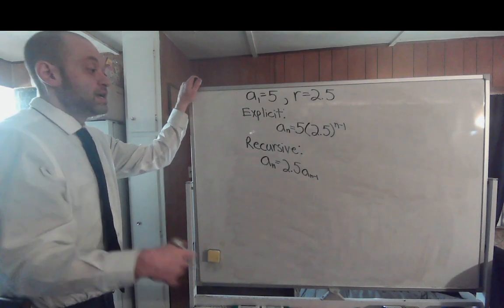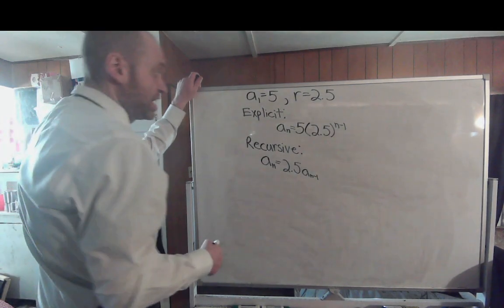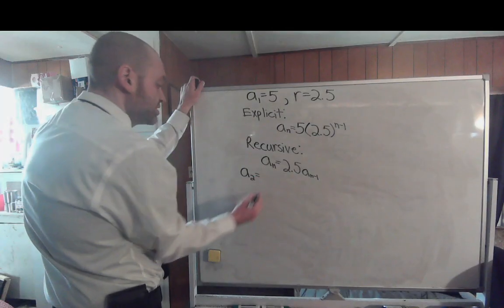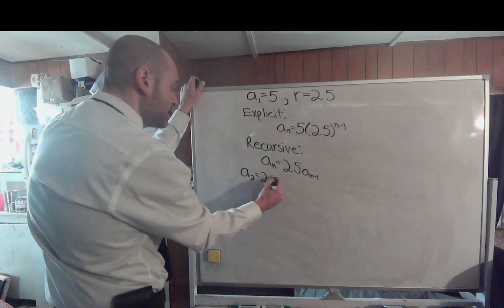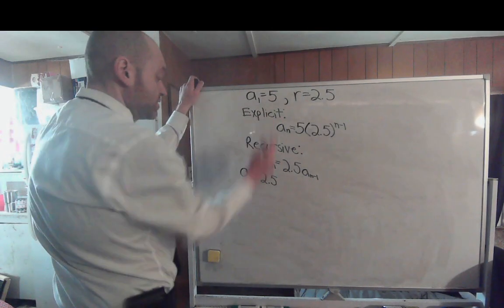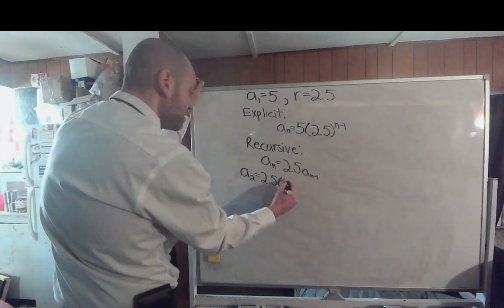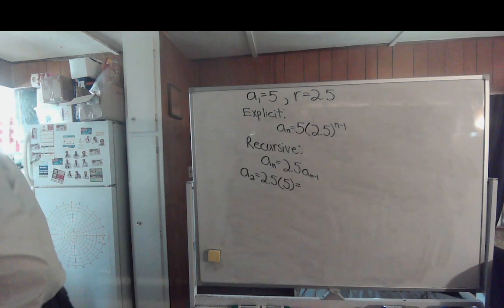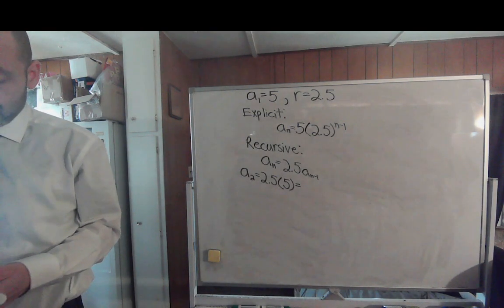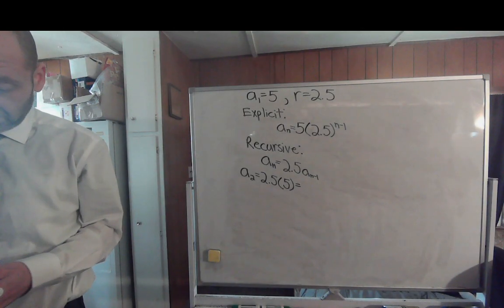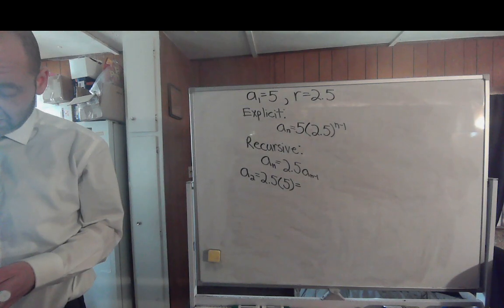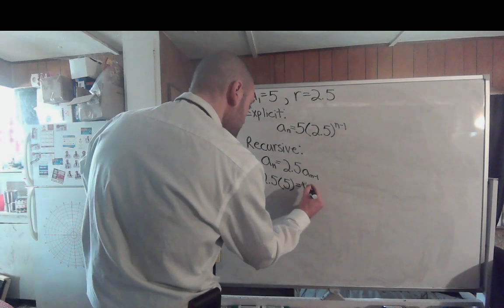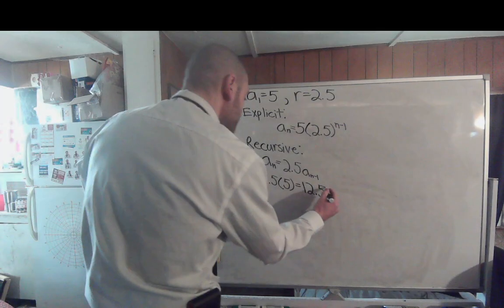Now let's go ahead and find the first 5 terms of the sequence. We know the first one. How about the second one? A sub 2 would equal 2.5 times your first term, which is 5. So what is 2.5 times 5? I think that's 12.5. I was right, it's 12.5. So your second term is going to be 12.5.